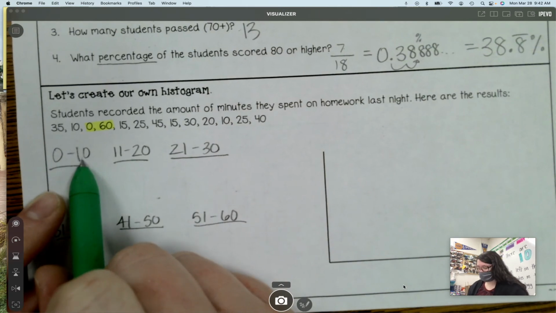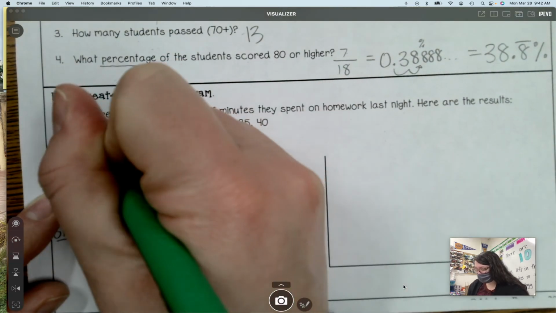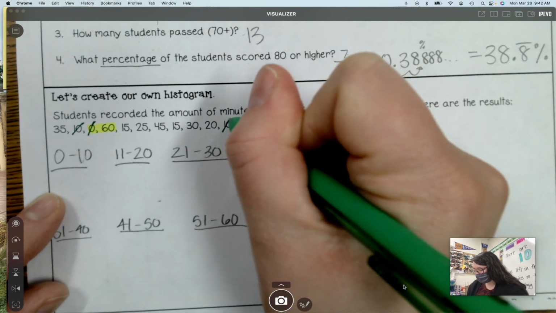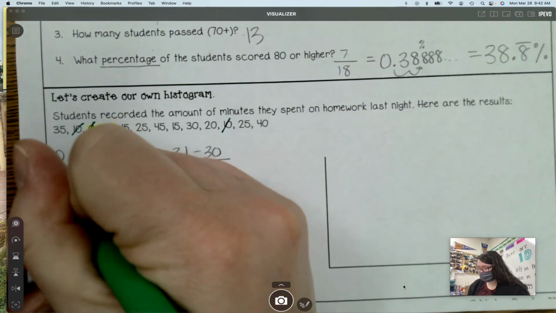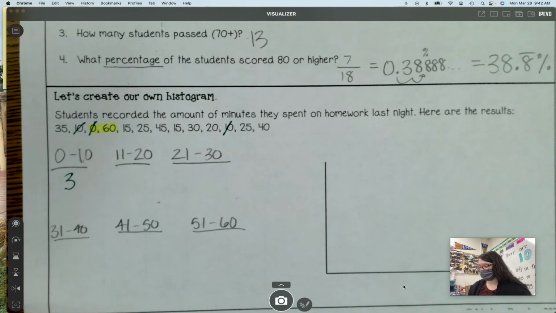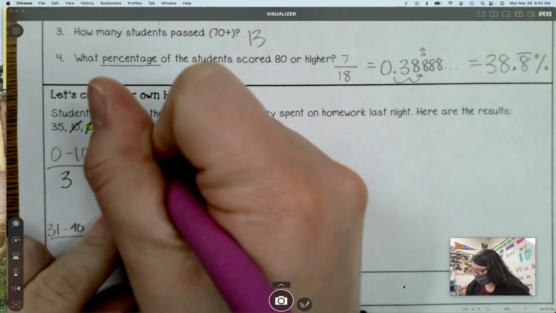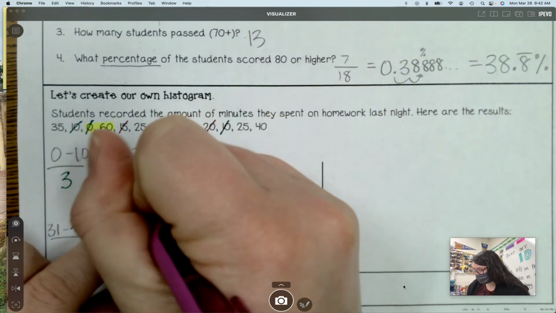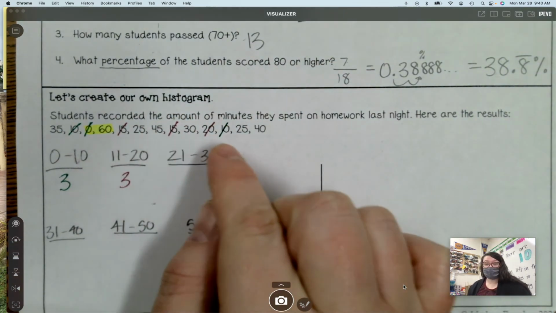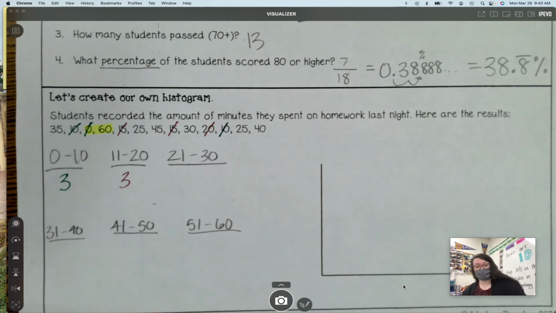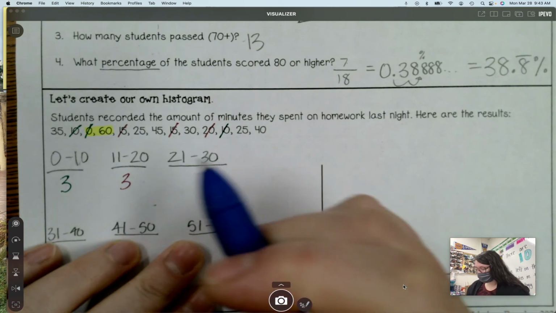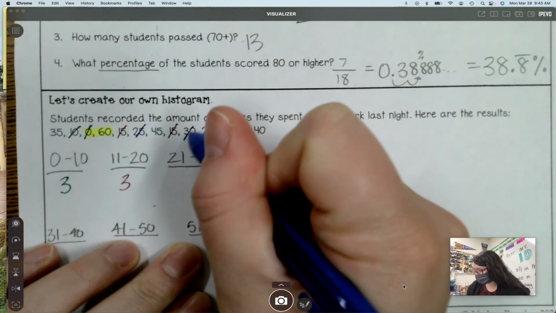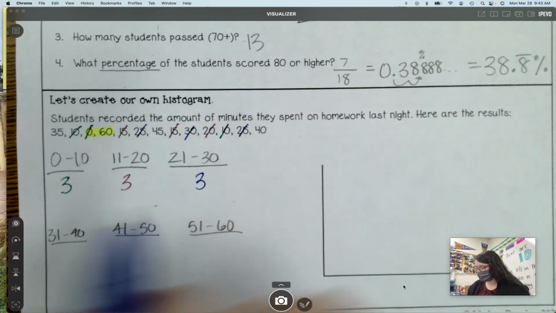So from 0 to 10, I count here as 1 student, 2 students, 3 students that studied between 0 and 10 minutes. 11 to 20, we see 1, 2, 3 again. It's really important that you cross out the numbers to help you make sure that you're not doing a number 2 times or skipping a number at the end. 21 to 30, there's 1, 2, 3 again.